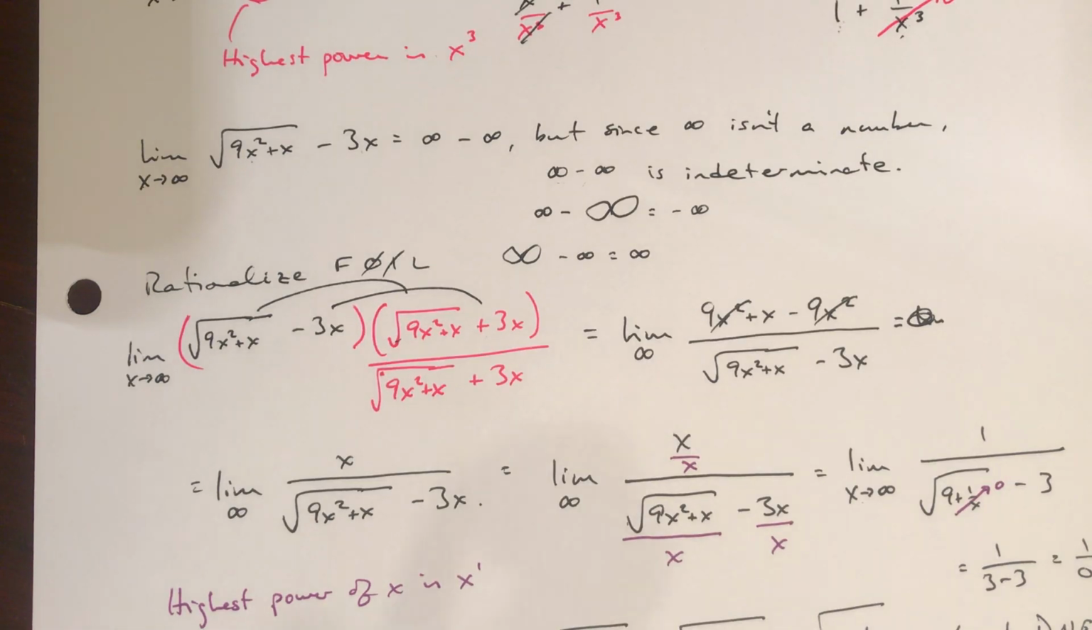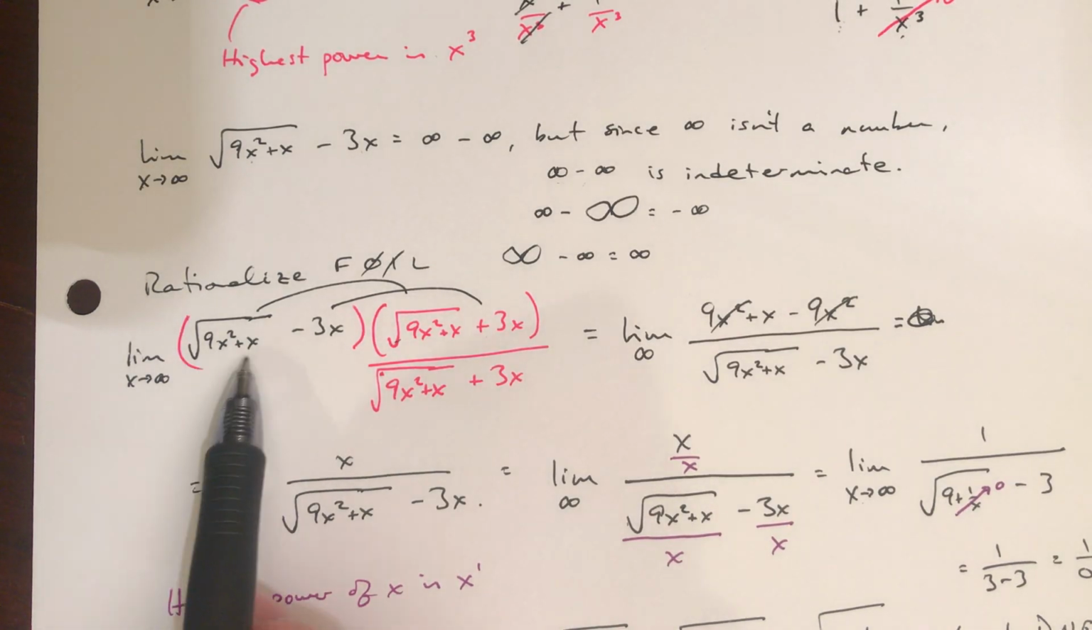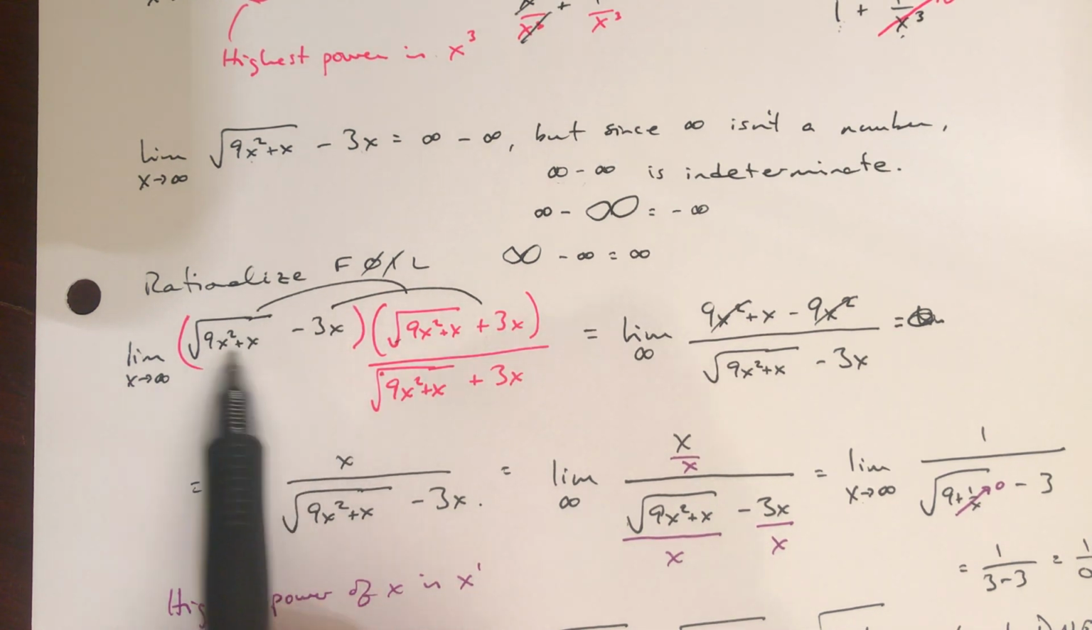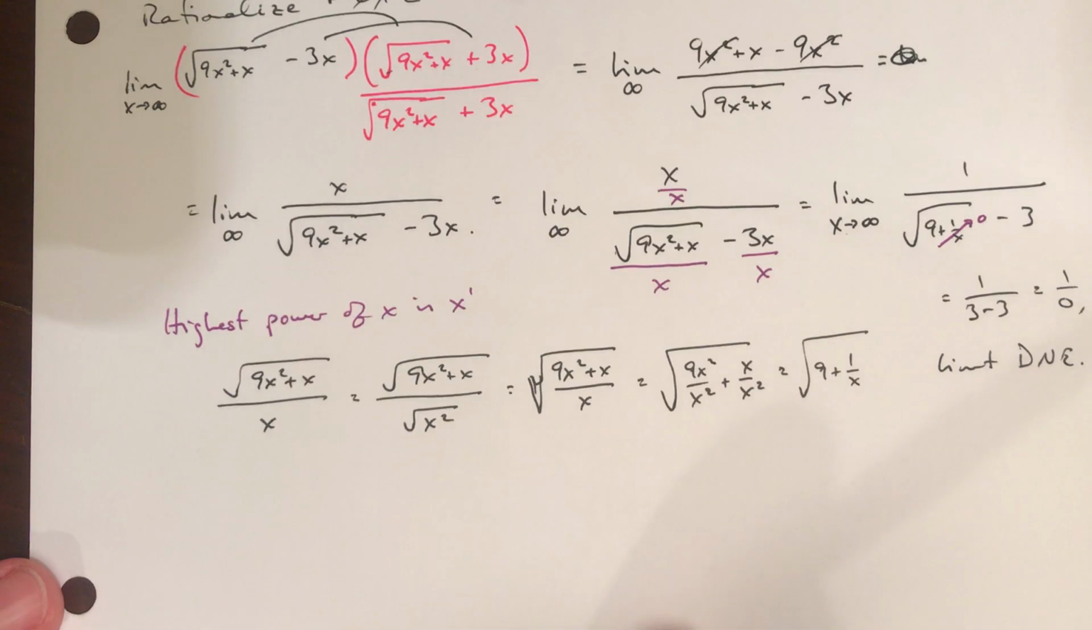What's really happening is, we have this square root of 9x squared plus x, we have 3x, and each of these has a graph. The square root of 9x squared plus x, I'll graph that real quick.